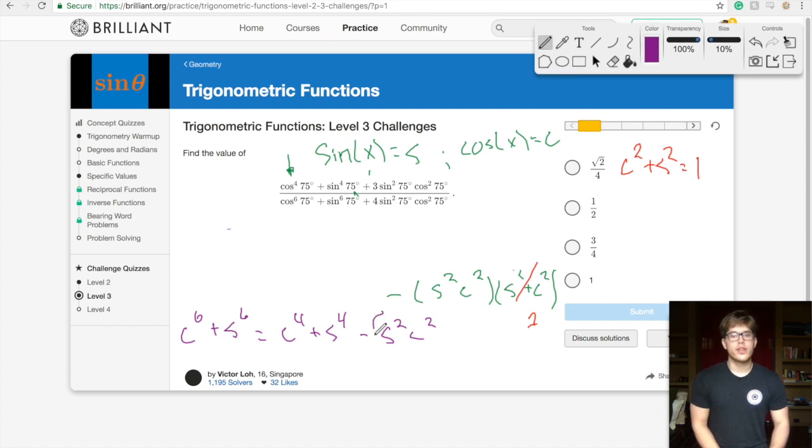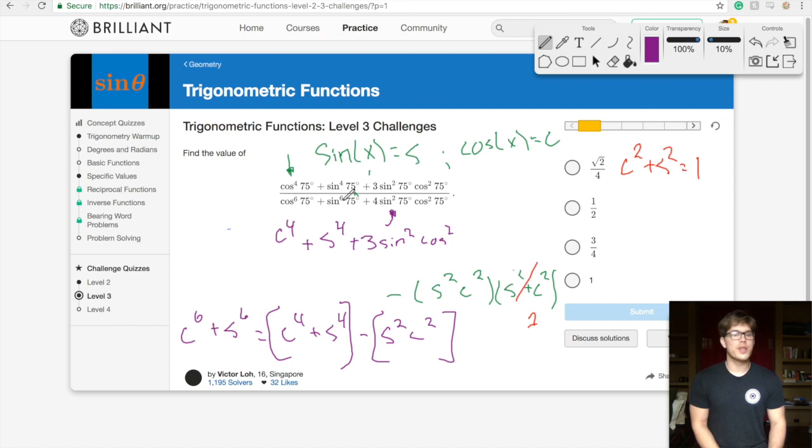Well, looky here. This minus sine squared cosine squared, we can just subtract it from the 4 sine squared cosine squared term, and whenever we subtract it, it's going to change to a 3 sine squared cosine squared. And now it matches the numerator. That's rather nifty. And what's left? We have cosine to the fourth plus sine to the fourth plus 3 sine squared cosine squared.